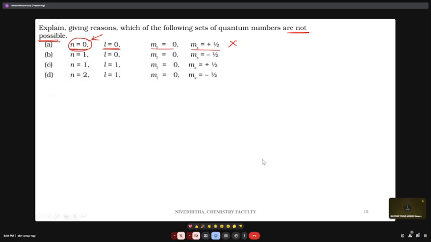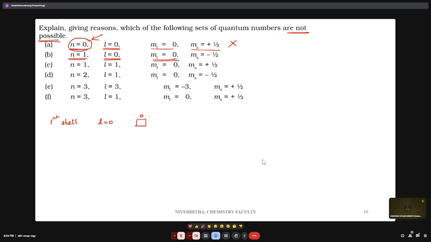How about the second set? Is it right or wrong? Right. We'll check. n is equal to 1. They are talking about the first shell. In the first shell, there is only one subshell, which is l is equal to 0, and this is right. And in l is equal to 0, I can have only one orbital whose magnetic quantum number is also 0. This is also right. Inside it I can have two electrons, one is plus half, another is minus half. They are talking about the minus half electron, which is also right. So this is a possible set.